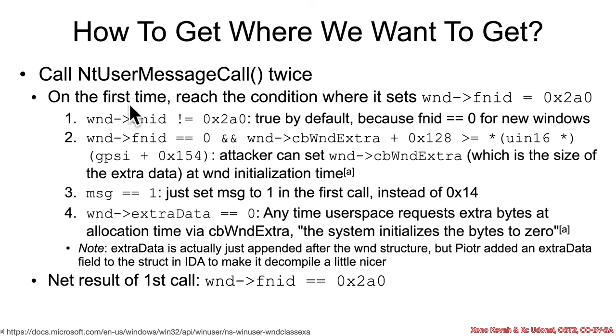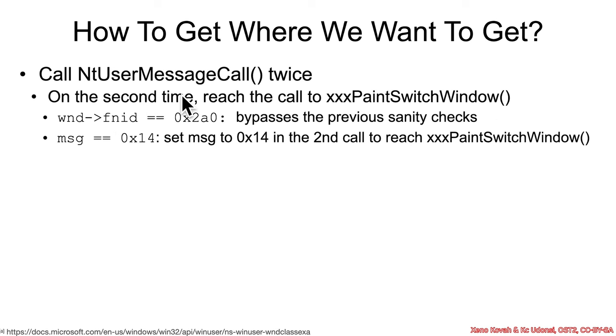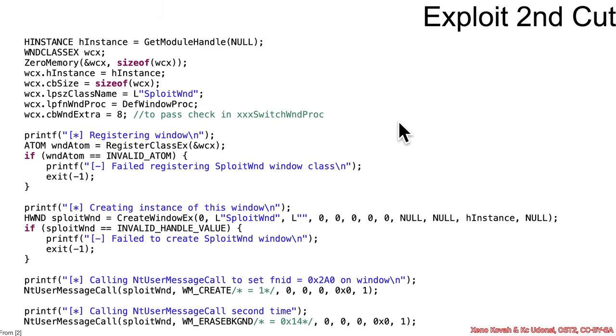Okay, so the net result of setting all of these things and satisfying all these conditions is that after the first call to NtUserMessageCall, fnid will be set to 2a0. Then you call it again, and on the second time, in order to reach your true target of xxxPaintWindows, the paint switch window, the fnid will be set to 2a0, and that bypasses all three of the previous sanity checks. And then now your message of 14 will hit the switch statement, and it'll go down and get you into xxxPaintWindowSwitch. Okay, so that's what the attacker needs to do.